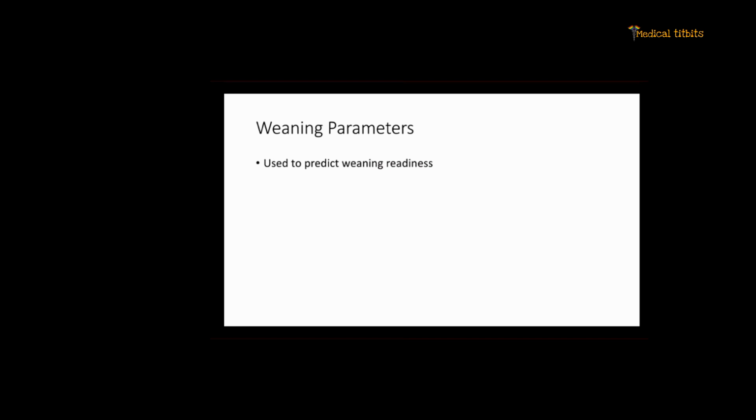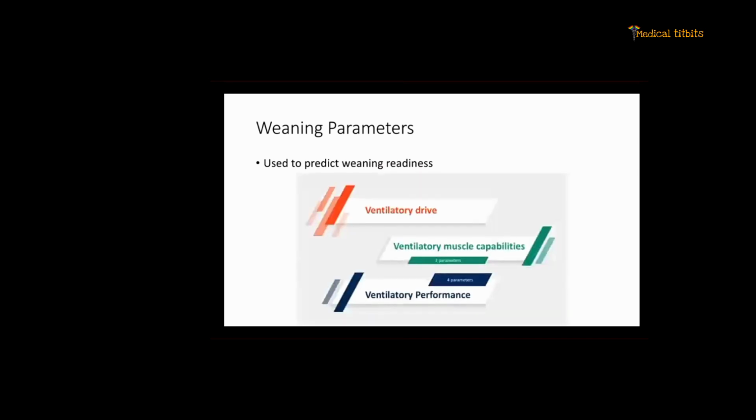What are the weaning parameters? These are used to predict the weaning readiness. You assess three major categories: the ventilatory drive, ventilatory muscle capabilities, and ventilatory performance. Ventilatory drive is assessed by the value called P0.1. Don't get scared. It is the value given in modern mechanical ventilators. It should be more than -4 centimeters of water. It is the airway occlusion pressure during the first 0.1 second after beginning an inspiratory effort against an occluded airway. So that is the checking of ventilatory drive.